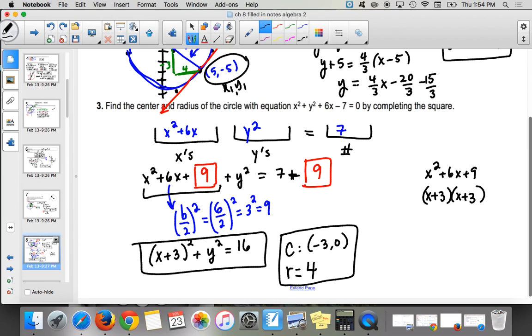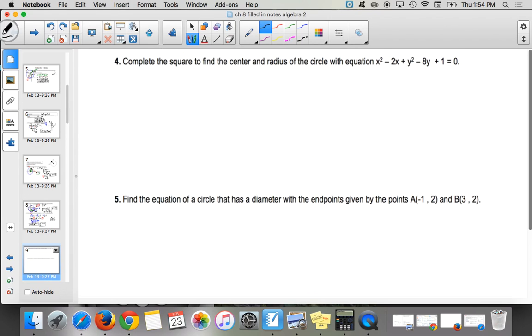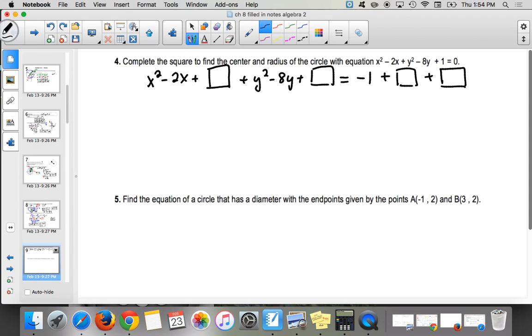So we're going to do the same thing on the next one. So we're going to first put our x's together, then our y's together, and then on the other side of the equation we're going to have our number. Okay, so I'm going to have x squared minus 2x, and I'm going to have some kind of box here. And then I'm going to have y squared minus 8y, and I'm going to have some kind of box here. And then I have equals negative 1. And whatever I have in those two boxes, I'm going to have to add to this other side of the equation.